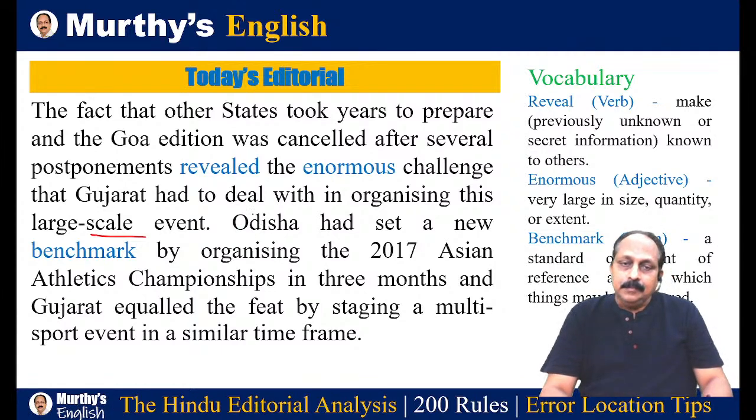It talks about what happened in the past. Odisha had set a new benchmark by organizing the 2017 Asian Games, Asian Athletics Championships in 3 months' time. And Gujarat equaled the feat by staging a multi sport event in a similar time frame.